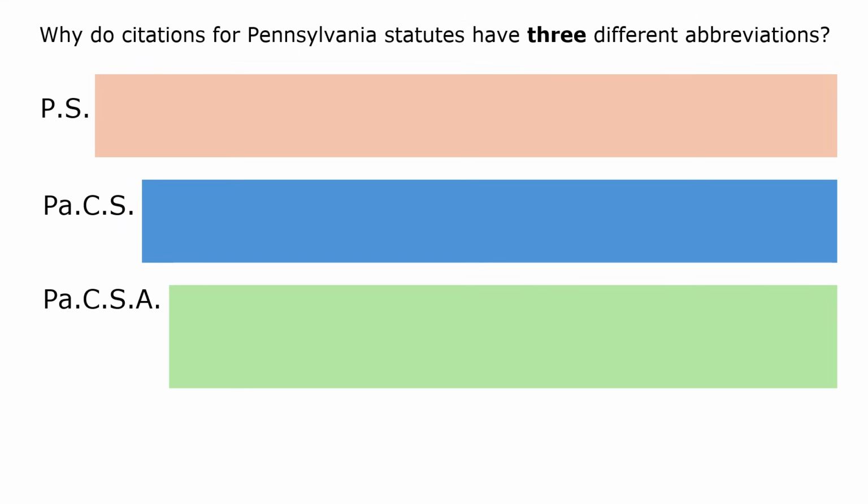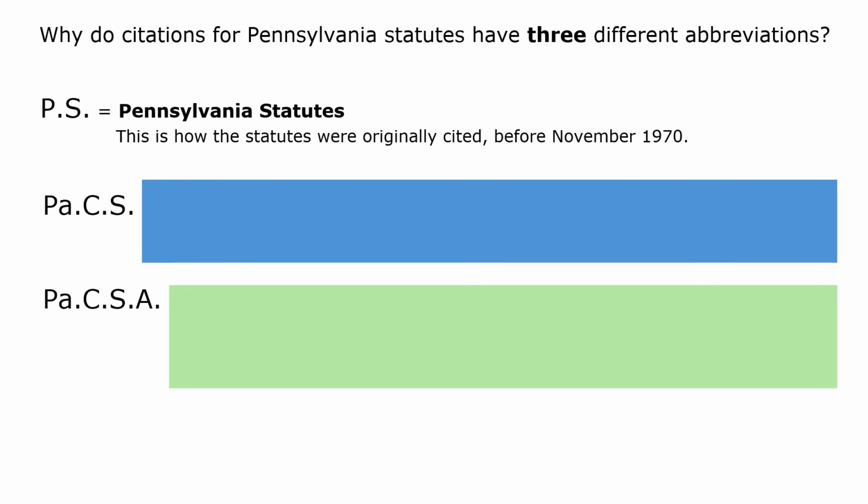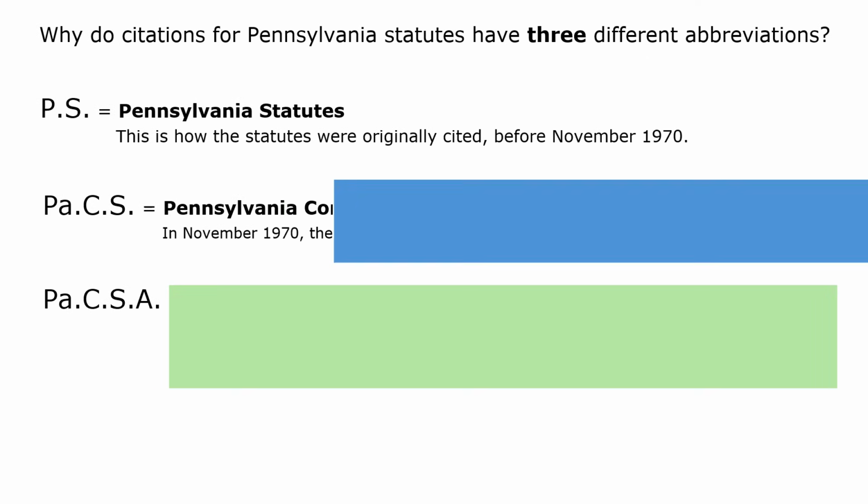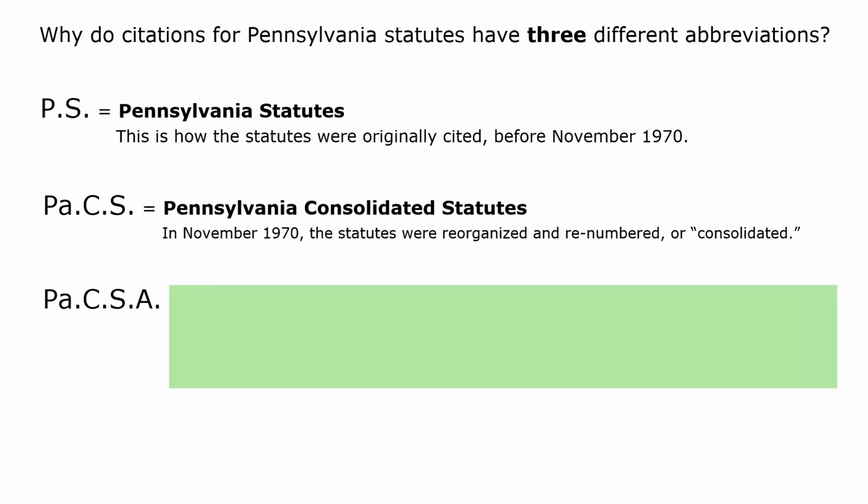Well, let's start with PS. That's the way the Pennsylvania statutes were originally cited back in the olden days before 1970. That's pretty straightforward, right? PS. But then in November of 1970, the statutes were reorganized and renumbered, which they call consolidated. So that's how the letter C got in there. Now they're called the Pennsylvania Consolidated Statutes. This is the official version of the Pennsylvania statutes that is published by our state government in Harrisburg.